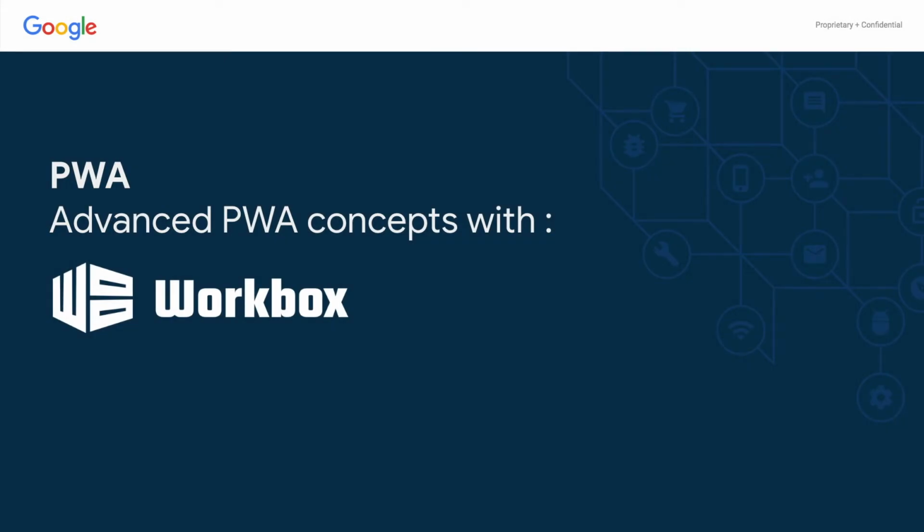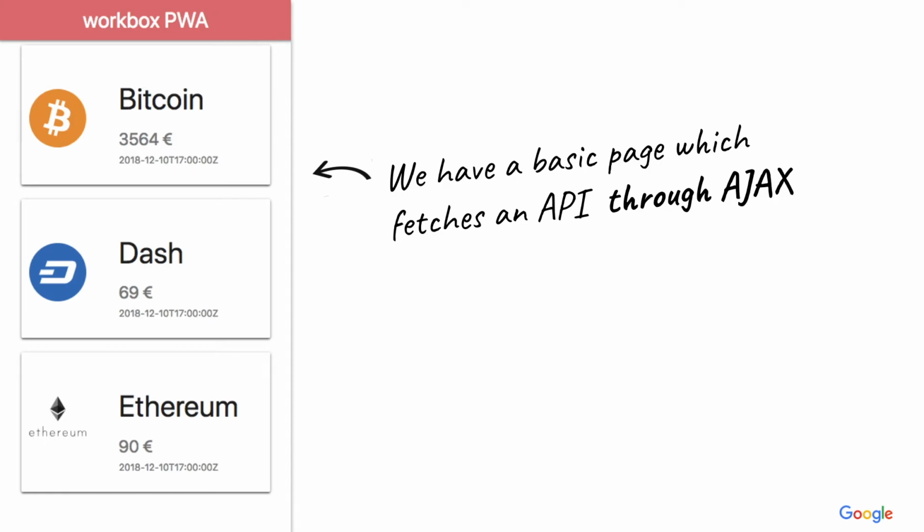Okay, so I just said that Workbox is awesome. But let's see what we can do with Workbox through an example. I created a fairly basic app. My goal here is to show you how to use different strategies with Workbox to speed up your app and to make it available offline. So let's transform this basic app into a real progressive web app.